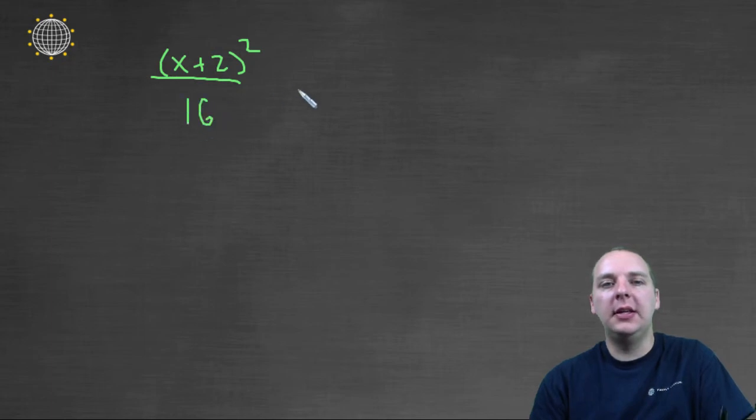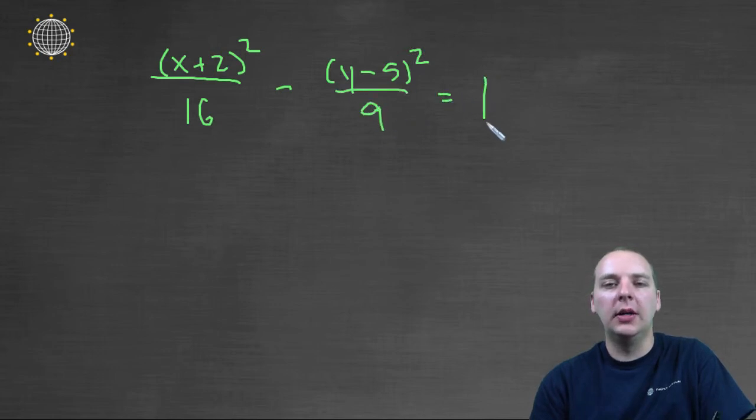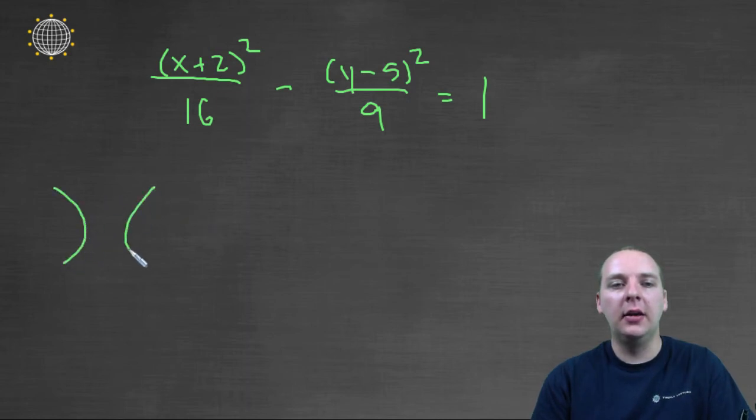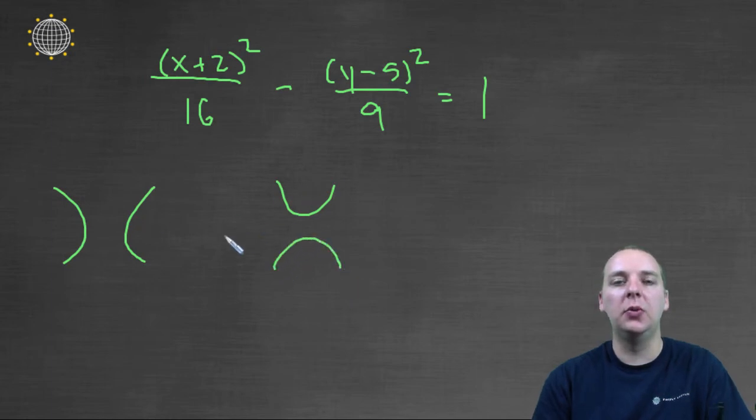So let's close with just a made-up example. I'm just going to make this one up on the fly. Let's say we had (x plus 2) squared over 16 minus (y minus 5) squared over 9 equals 1. I completely just made that up off the cuff. I don't want to graph it. I don't want to find any information about it. My question to you is simply this. Does it open left and right, or does it open up or down? Because that's really half the battle, is just knowing which it is.